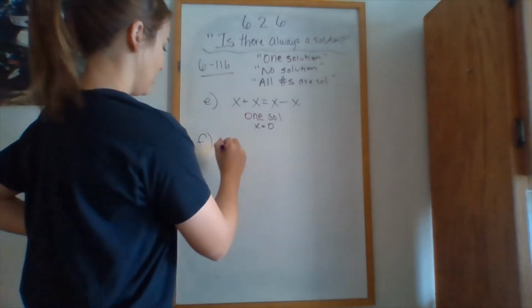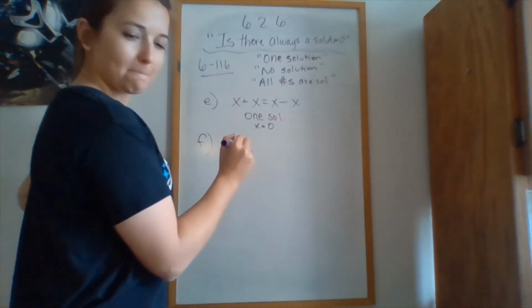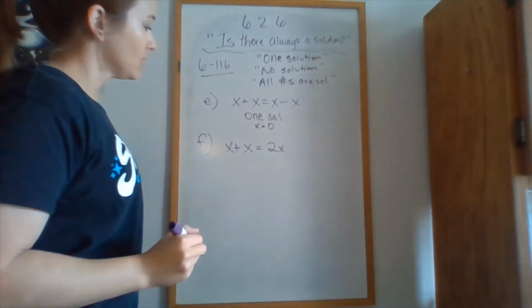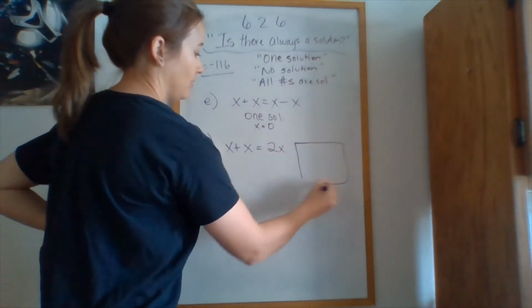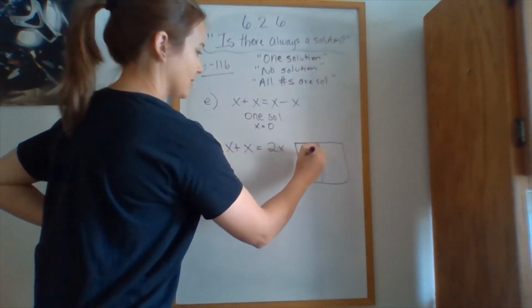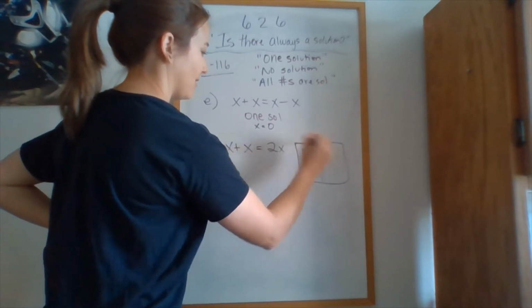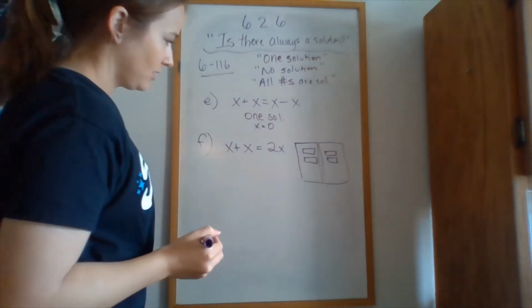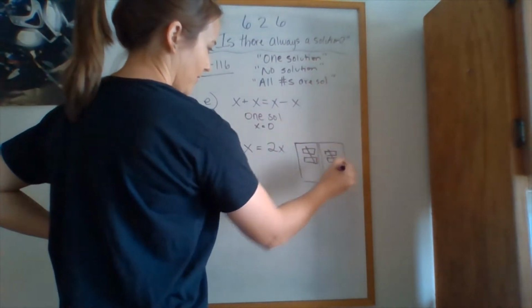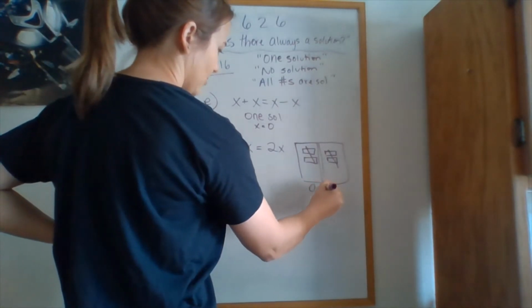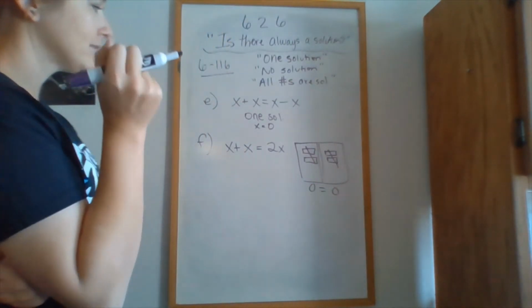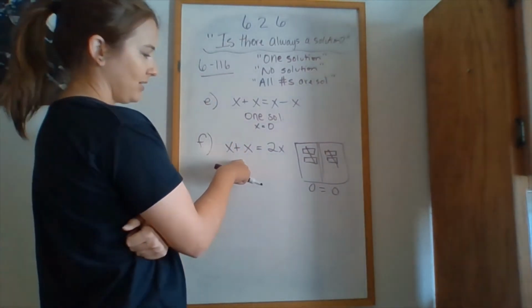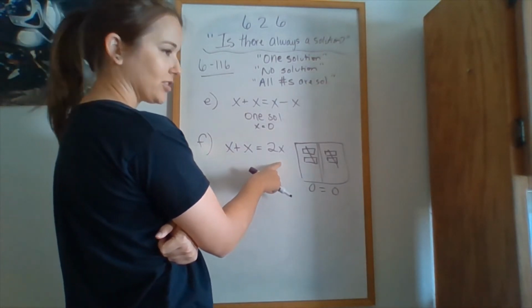Part F says x plus x equals 2x. Okay, so I drew an equation map for this one. So I have x and an x, and then I have 2x. So it looks like I can eliminate everything and everything. So that means 0 equals 0. So what does that even mean? If you have one side, 0 is always equal to the other side.